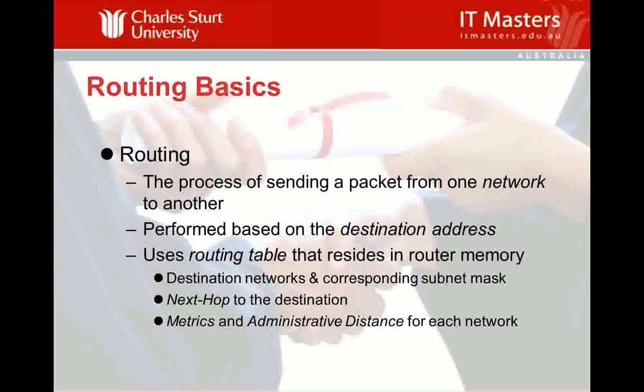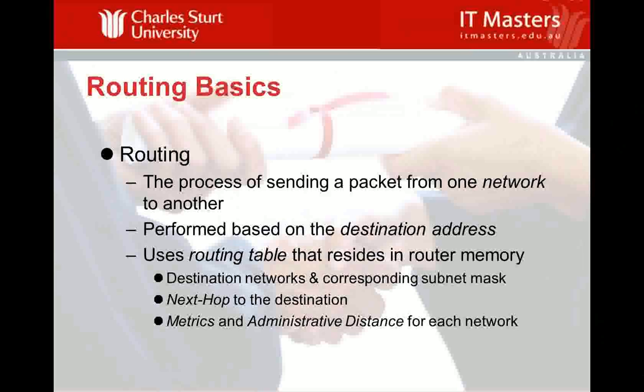Okay, so to route, routers build routing tables that contain destination networks and subnet masks, the next hop, which is the next link or next router you have to go through to get to that destination network, and routing metrics and administrative distance for each of those networks and protocols.